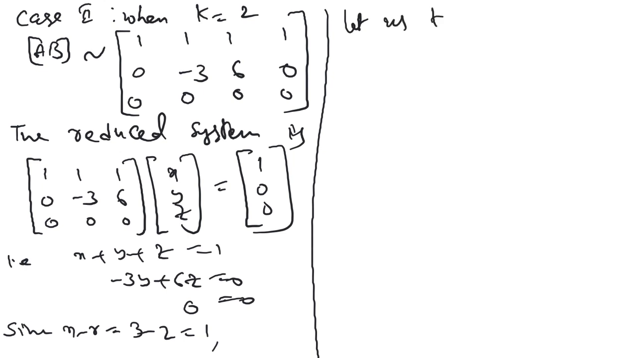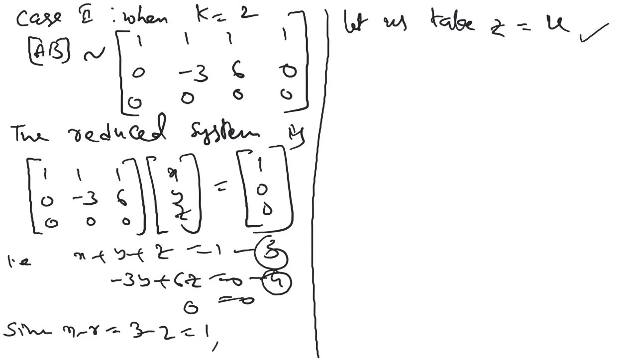Let us take z as u, because the last equation, minus 3y plus 6z equal to 0, involves only two unknowns. If I take z is equal to u, I will get y in terms of u, or if I take y is equal to u, consequently I will get the value of z in terms of u. But I am taking z is equal to u. Of course, the value of z is not known from this system. Let us name them as 3 and 4.